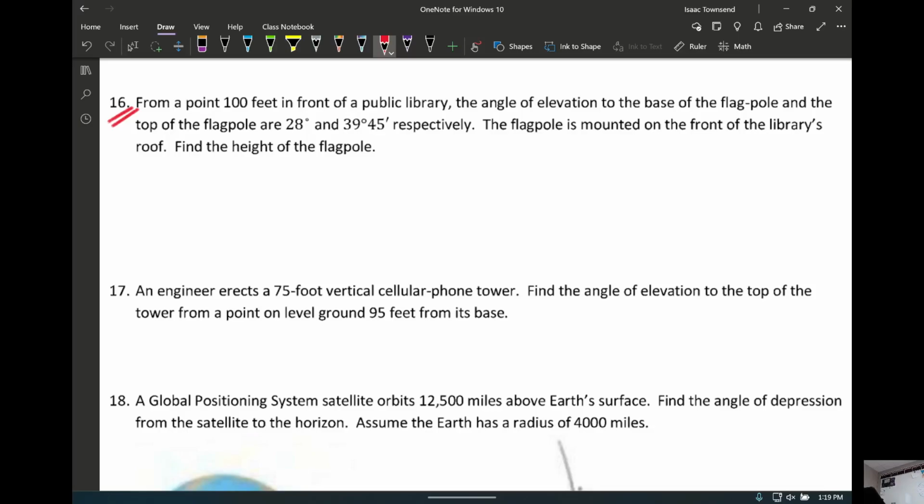Wait, Jacob, so where'd you get 28 here? 28 is the base. What's this one up here? That's the top, that's the tip. So this is 39. I don't see the library, I don't see a flagpole. Oh, I see. From here. I mean, I can't tell you if you're labeling your stuff right if I don't know what you think of the library. So then we have to find the height of this right here. All of that together. Exactly. So we do SOH CAH TOA. Oh, wait. The flagpole is mounted on the front of the library's roof. So let's do tan 10, so it's 23.